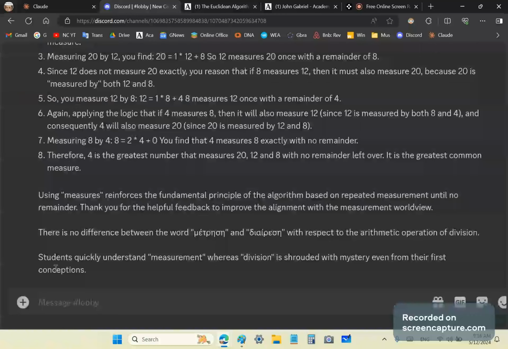So there is no difference between the word metrisi and diairesi with respect to the arithmetic operation of division. So students quickly understand measurement, whereas division is shrouded with mystery even from their first conceptions. In fact, division should be taught as a measurement.